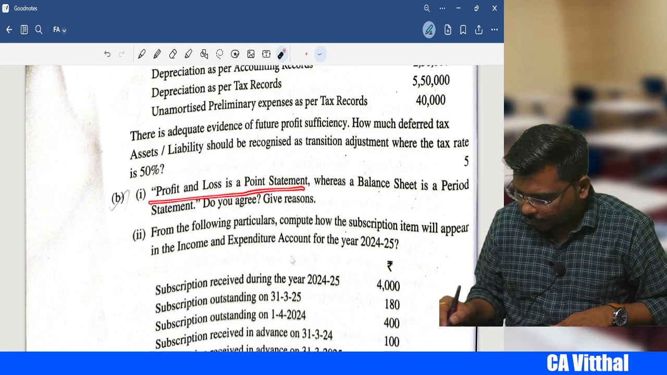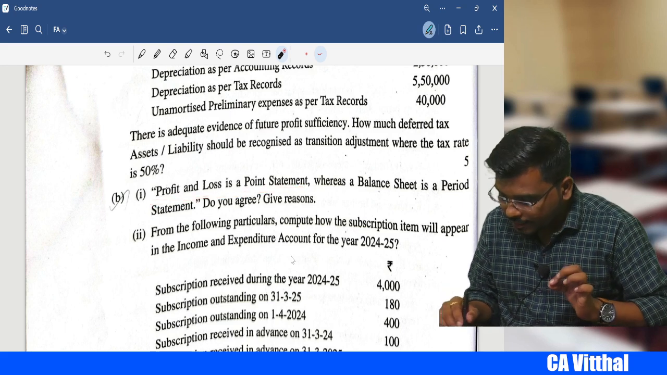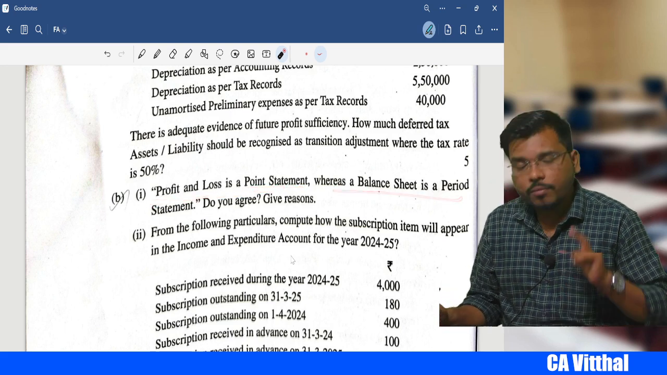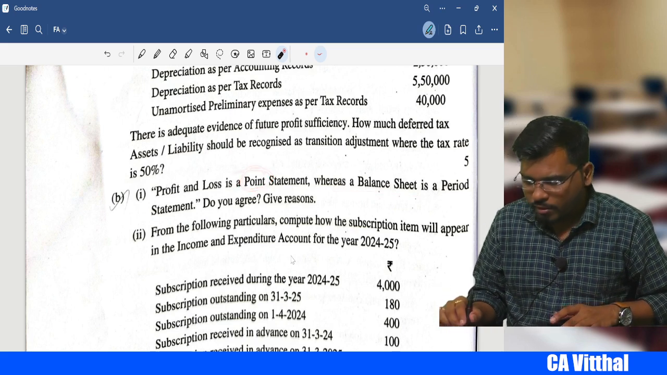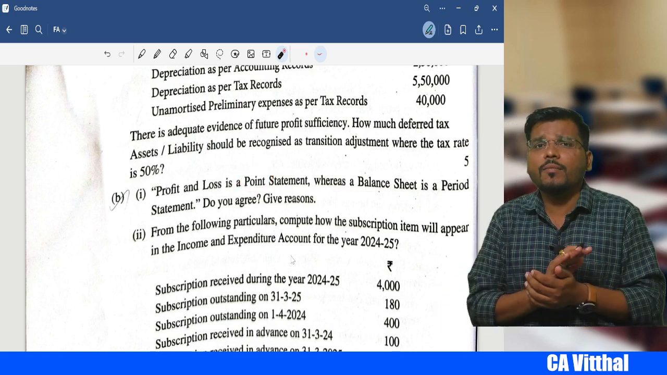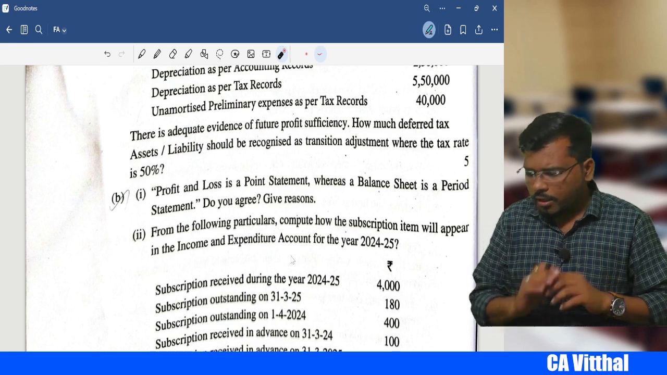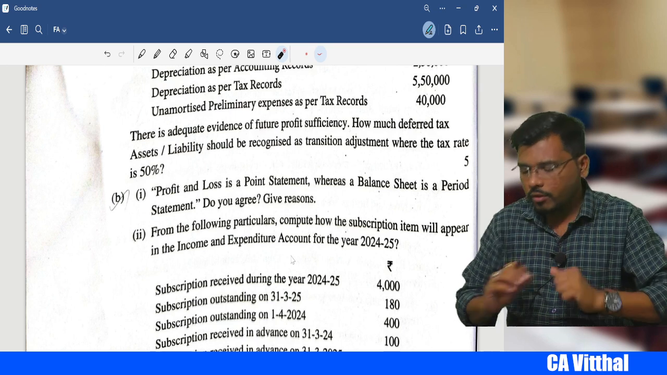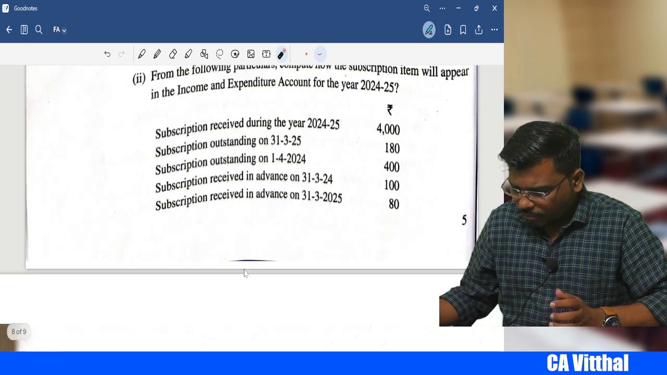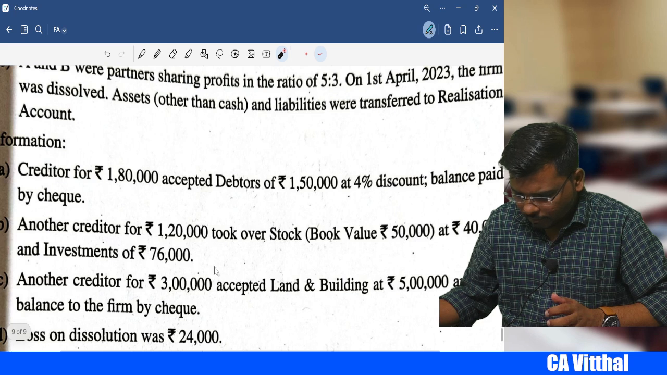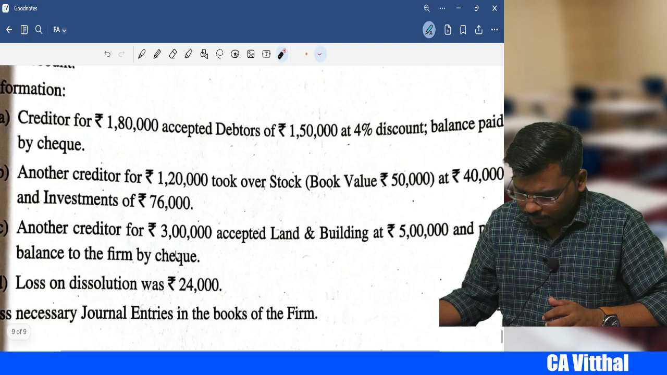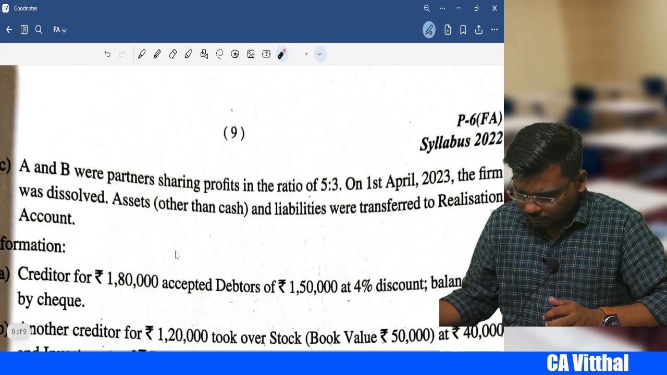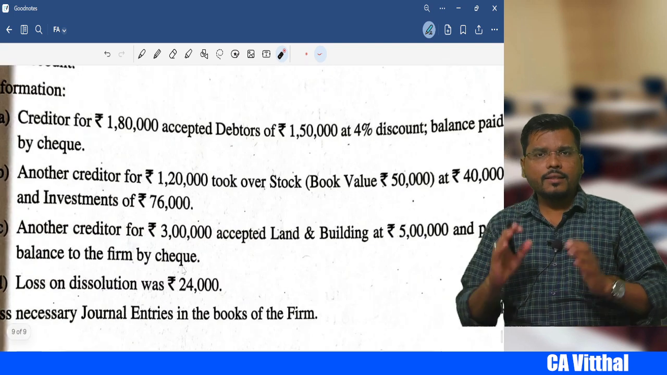Profit and loss is a point statement? No, profit and loss is a period statement, not a point statement, whereas the balance sheet is a point statement. Profit and loss is a period statement because we prepare the profit and loss account for the period, whereas the balance sheet is prepared for a point, for a particular date. This again is a lollipop question, subscription, right? This is a dissolution of the partnership firm. They have asked the journal entries, right?